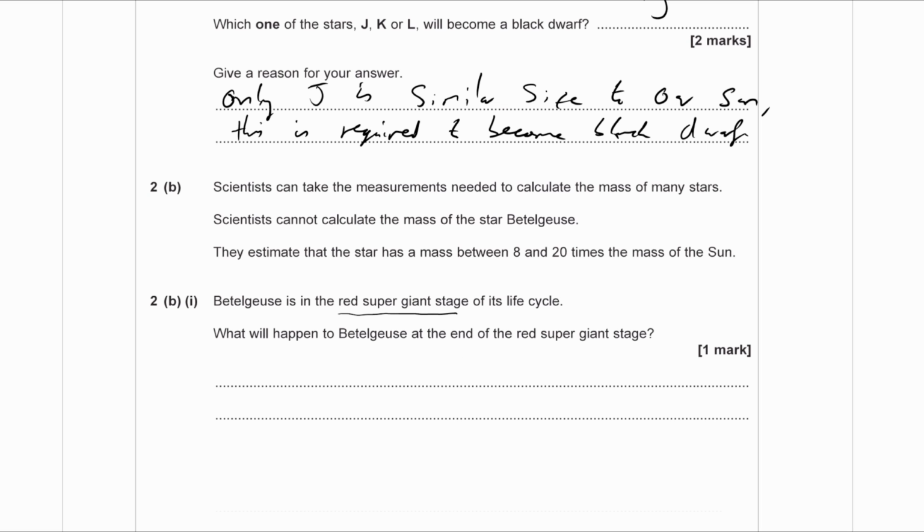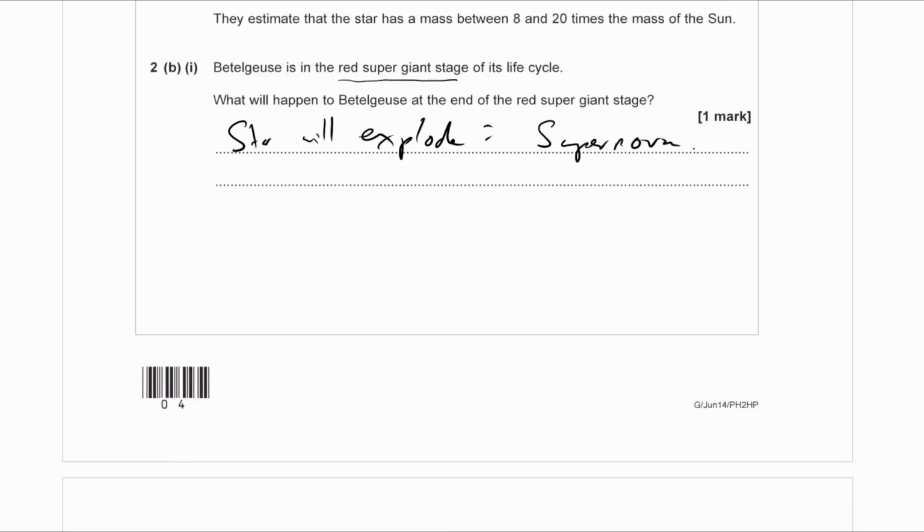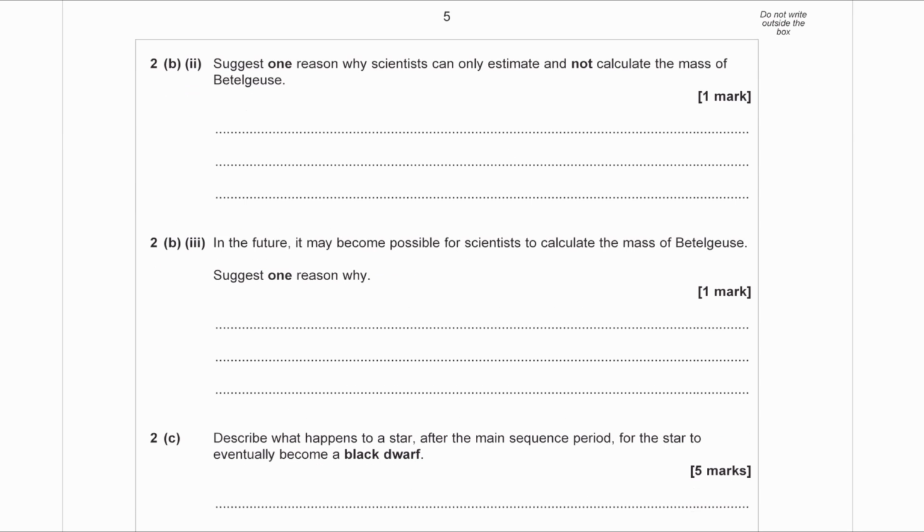Well, in this stage, you should know that when it reaches the end of this, it's going to end in a massive explosion, right? And we have a particular word for that explosion, and it's known as a supernova, okay? So the star will explode. Okay, and that is what we call the supernova. All right, now that is only worth 1 mark, so we don't have to go into any more detail than that.